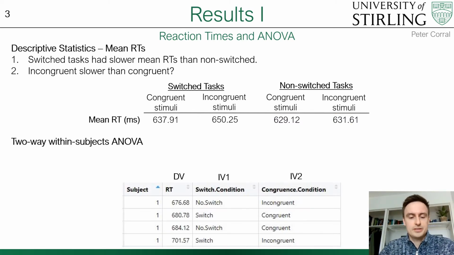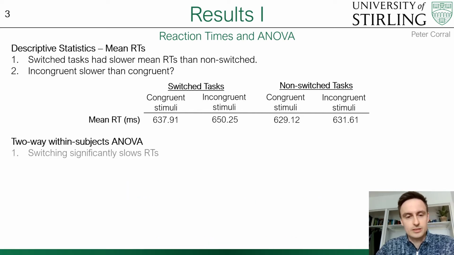So in order to actually test for the significance of the effects of switching and incongruency on reaction time, we performed a two-way within subjects ANOVA followed by post-hoc t-tests. The ANOVA used 2 categorical independent variables. One was the switch condition of tasks and the second was the congruency condition of task stimuli. So the continuous dependent variable was reaction time in milliseconds.